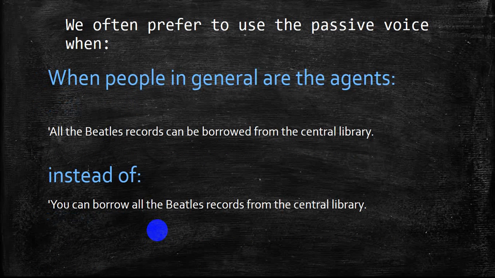We also use the passive voice when people in general are the agents. All the Beatles records can be borrowed from the Central Library. You can borrow all the Beatles records from the Central Library.